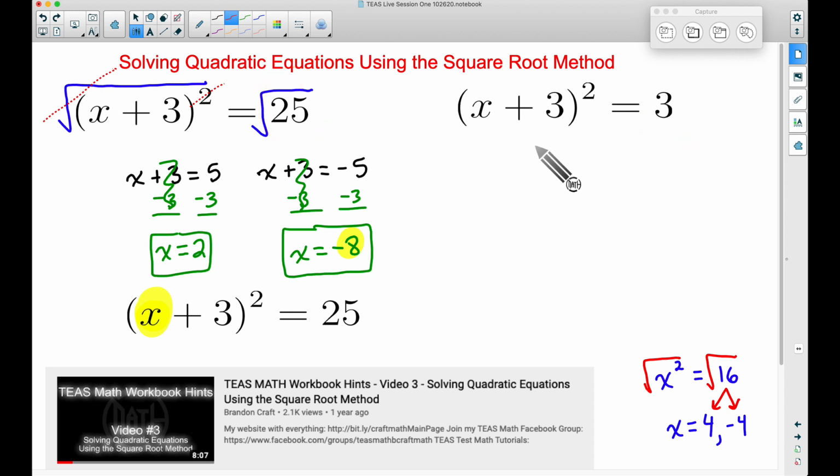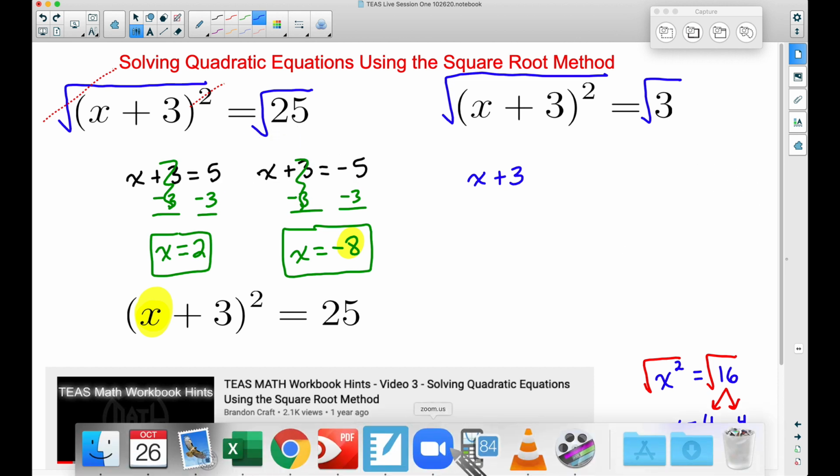Now things are going to get a little bit messy, because if we follow the same steps, let's get rid of this squared by taking the square root. We need to do this to both sides. And just like a while ago, we have x plus 3 left over on the left-hand side. But here's an issue. The square root of 25 was nice. It was either positive 5 or negative 5. The square root of 3 is ugly.